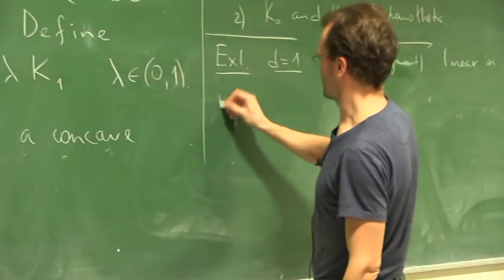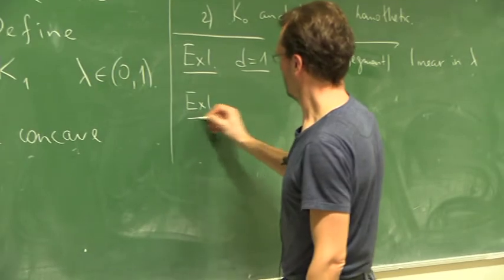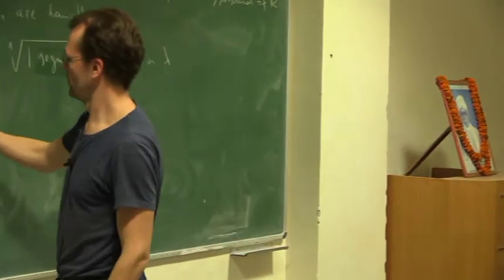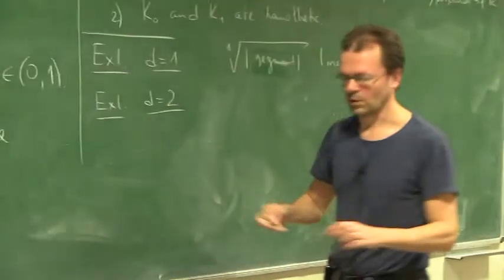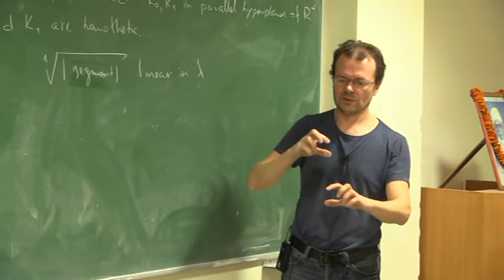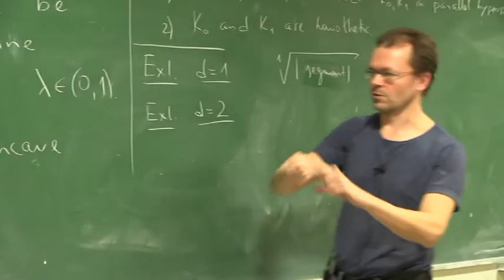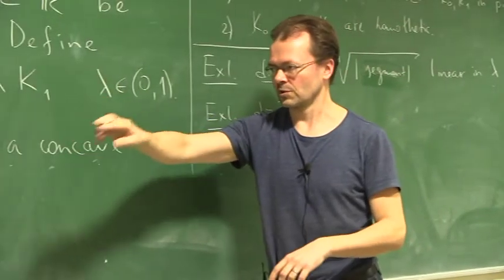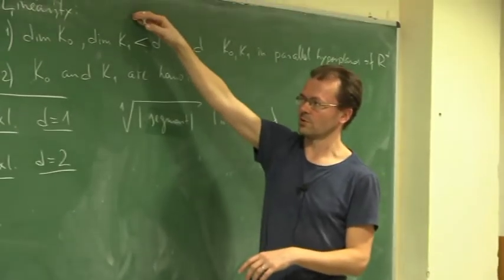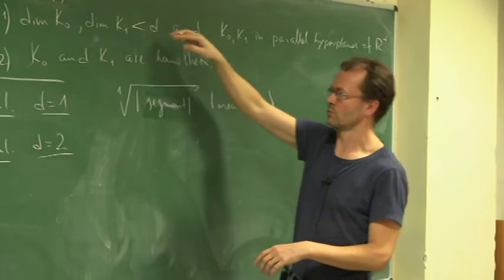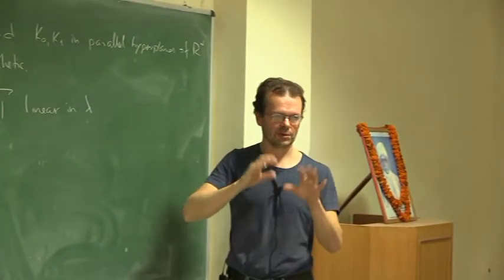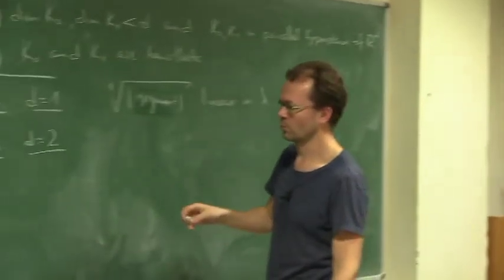Then second example, we take two segments in the plane, so d equals 2. Well, if these two segments are parallel, then one can see that the linear combination is again a parallel segment, and then the volume is just identically 0. So we are again in the linearity case, and it's because the first condition is satisfied. So we don't consider parallel segments. Well, we have already considered them.